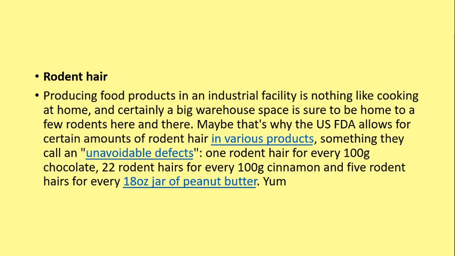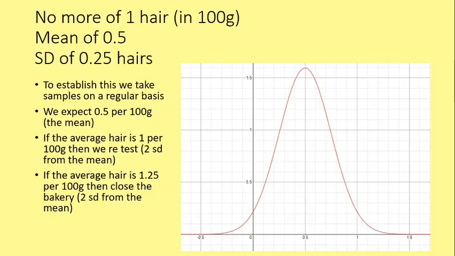Now, this is the American government, not us. And they say you're allowed 1 rodent hair in every 100 grams of food. Okay. Now, if we're a food manufacturer, we need to somehow monitor this. Now, I've done a bit of maths for you. Okay. Now, what we want to aim for is half a hair for every 100 grams.